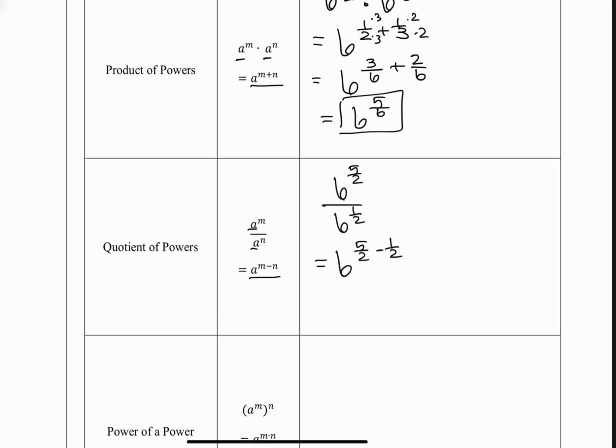Lucky for me, this time the denominators are the same, so this becomes some pretty simple math. I'm going to have 6 raised to the 4/2, or in other words, that's just 6 squared, or 36. Again, completely simplified, there's nothing more to do there. If these were really big numbers, like let's say 6 to the 17th power and you didn't have a calculator, you would just leave it as 6 to the 17th power.